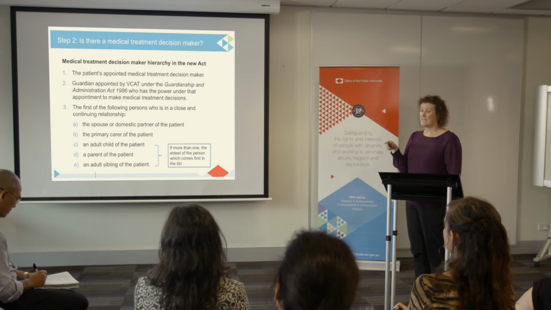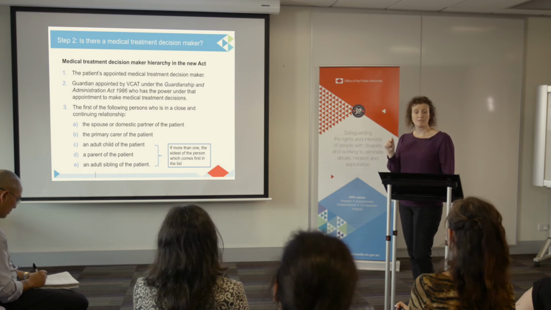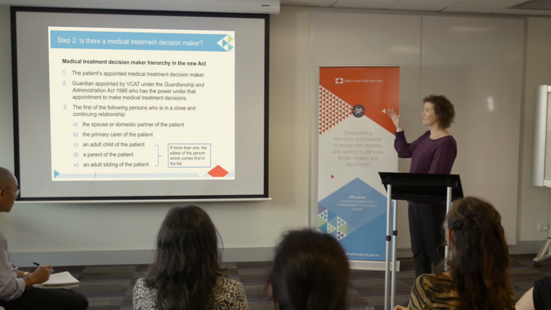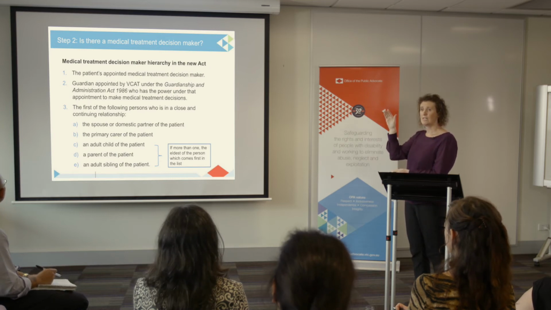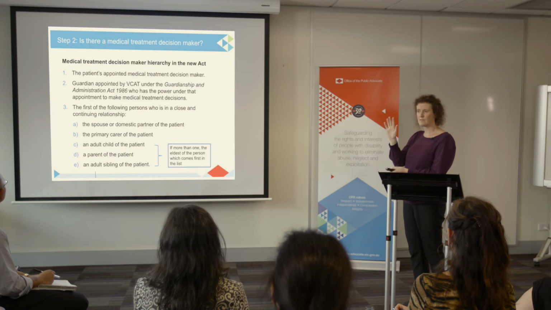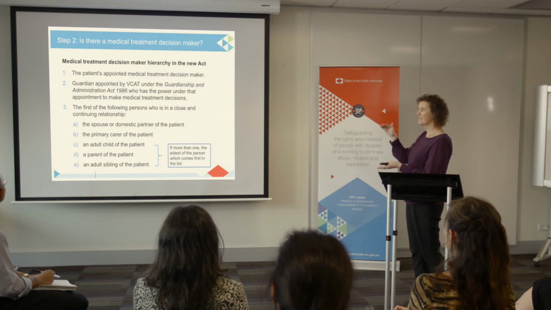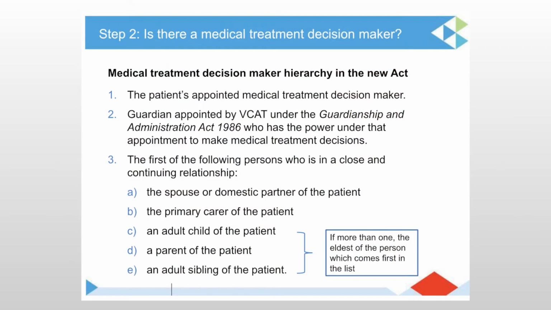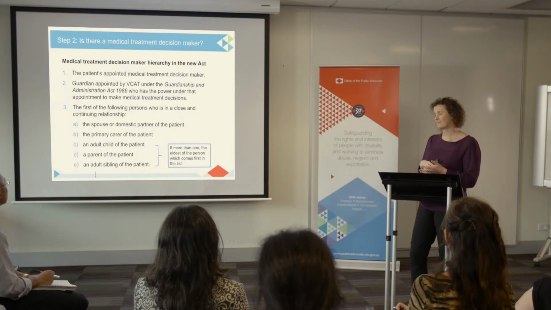Some of this might be familiar to some of you as what was called a person responsible. Under the person responsible list, it was much longer. It included grandparents, aunties, uncles, nieces, nephews. So that list has been shortened, but the concept remains that it's the first of the following persons who is willing and able, but the Act now says must also be in a close and continuing relationship.